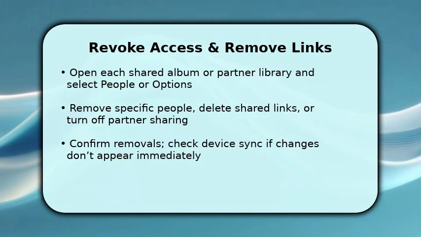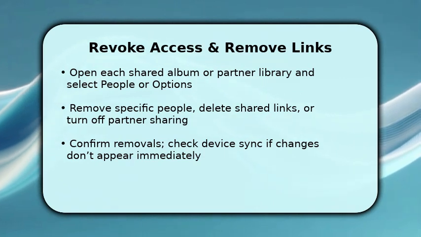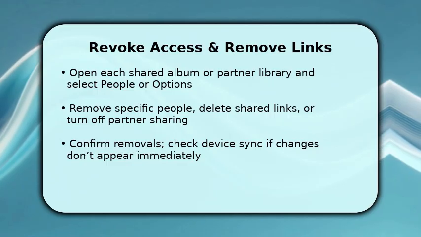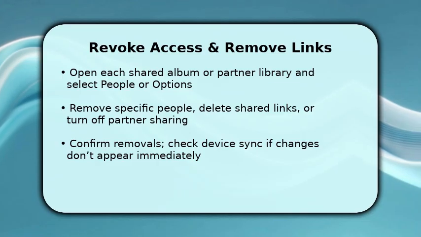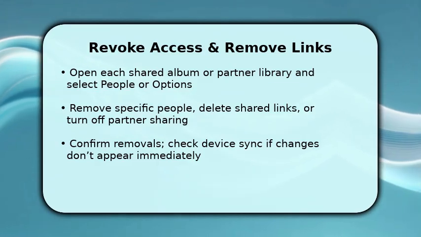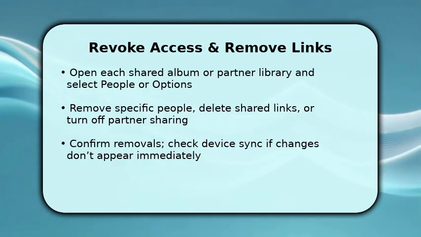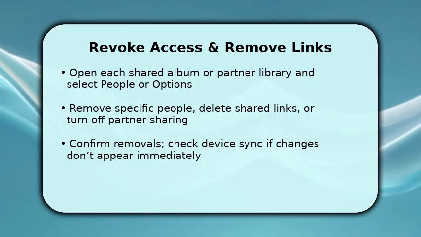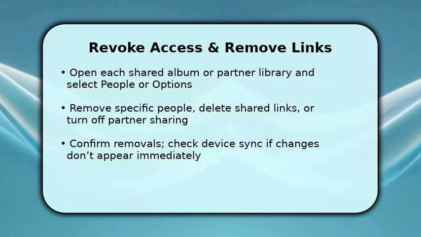Next, remove access step by step. In a shared album, tap the three dots or people, then remove individual users or disable the share link to break public access. For partner sharing, go to Settings, Partner Sharing, and stop or edit the partner relationship. When you delete the share link or remove a person, Google revokes access to that stream of photos so others won't see future uploads. If you use multiple devices, make sure each one syncs to apply the change everywhere.